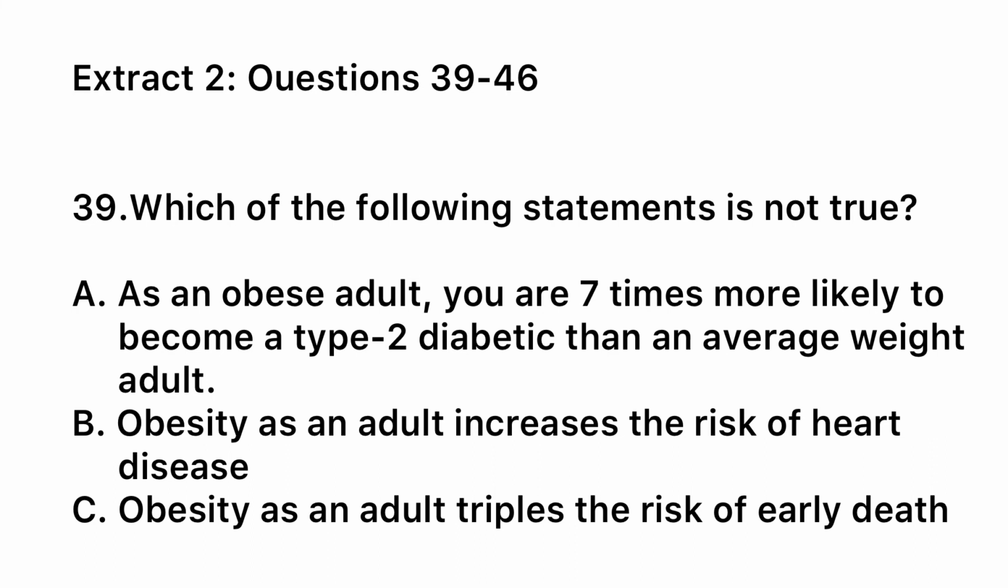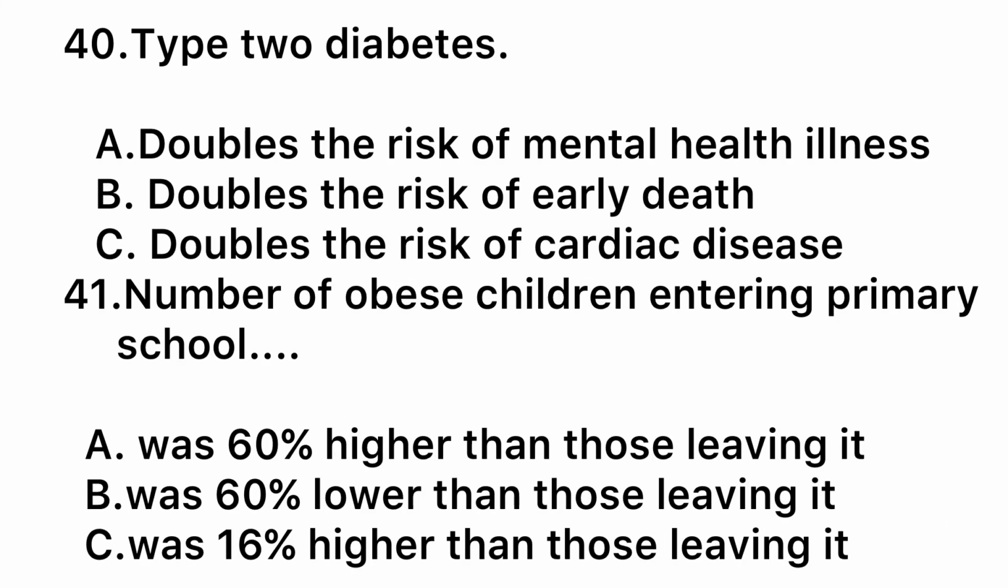Furthermore, obesity is an expensive health-related issue, costing the UK government a total of £5.1 billion, and thus child obesity is a significant health and economic issue. The primary issue associated with child obesity, however, are the associated health risks that come later in life. As an obese adult, you are 7 times more likely to become a type 2 diabetic than an adult of average weight. Type 2 diabetes can lead to limb amputation and blindness.